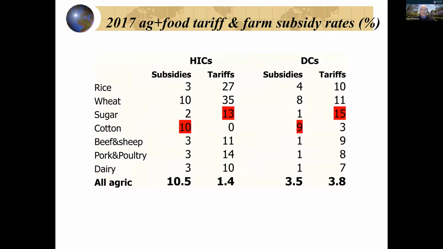And here you can see those subsidies and tariffs for individual products in the set there. You can see the contrast. Cotton, for example, is almost entirely supported by domestic subsidies, whereas sugar is almost entirely supported by tariffs. But wheat is a mixture of the two, and so on. So it varies a lot across products and certainly across countries as well. So it's a very mixed bag.